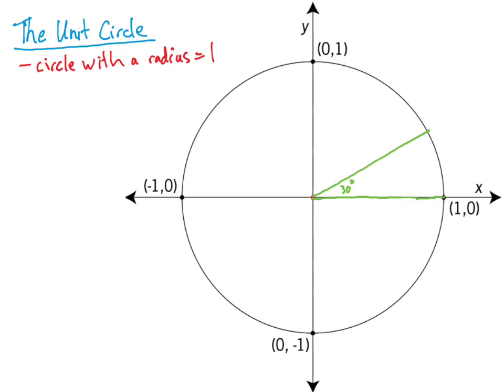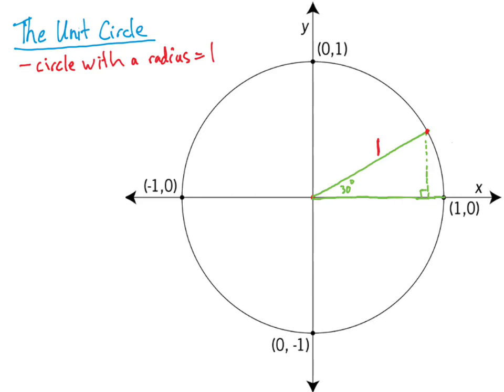Now, what I can do is I can create a right triangle with this angle. Okay, and we know that because this is a unit circle, the radius is equal to 1, meaning in this right triangle, the hypotenuse is equal to 1. Now what we want to do is determine what the x and y coordinates are for this point right here. So we can do this by using a combination of the Pythagorean theorem and the trig functions.